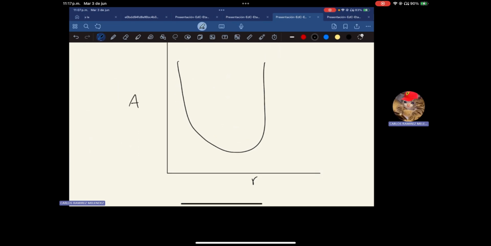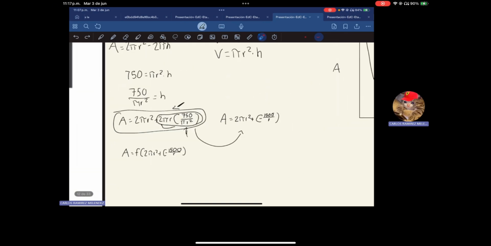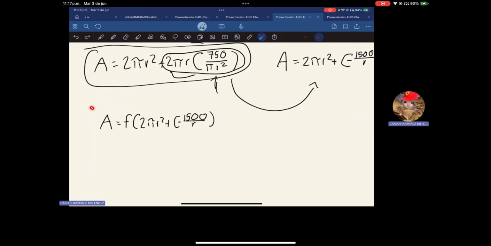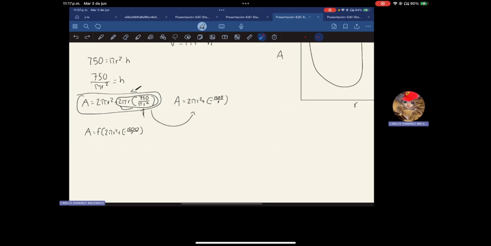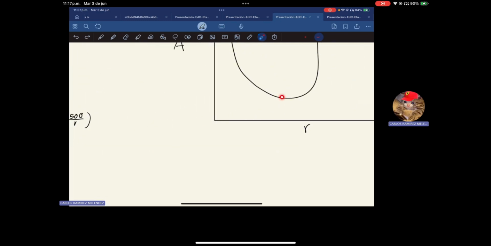So in all of this, what we need to find is the minimum. Which is the minimum? So the minimum will be around here because it's the minimum part of this function, or as we can see, of this graph. So now, as we have this, we need to represent it so we can understand it in a better way.